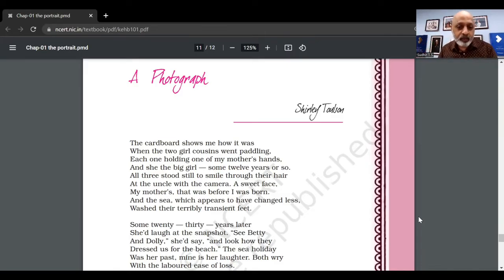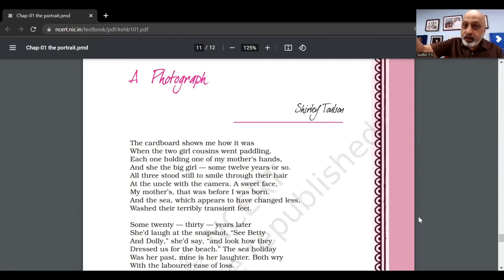At the uncle with the camera, a sweet face, my mother's, that was before I was born. Obviously, she was only 12 years old at that time. So the smile is the key word out here, and the uncle who clicked the photograph is mentioned. Another keyword here is stood still. All three stood still, the way you would stand to pose for a photograph, just like the photograph which had also stood still all these years.